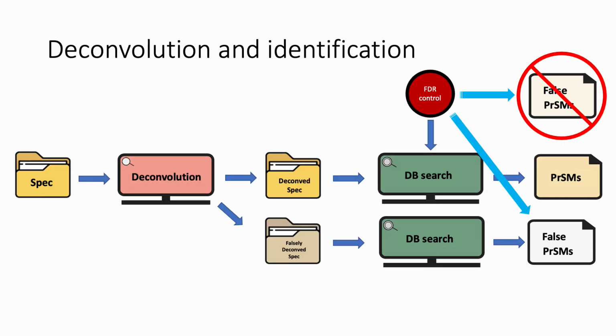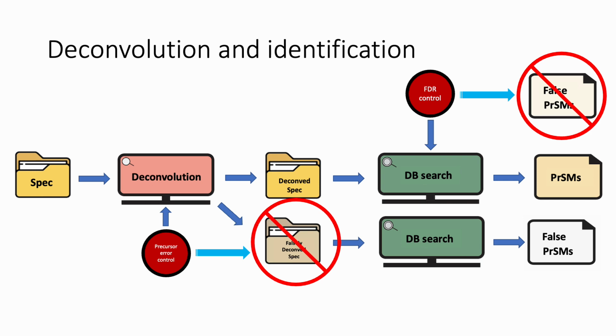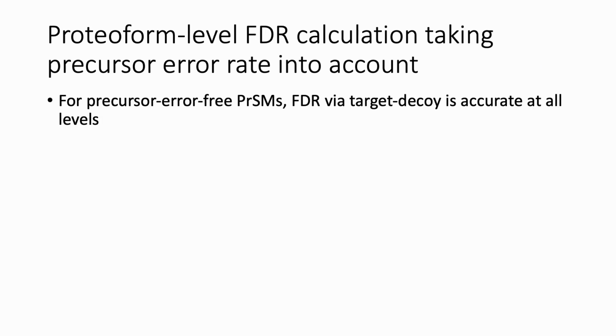Now we can say that FTR control works only for the false positives on the top, right? Some of false PRSM from false deconvolution remain. Then the fundamental method should be to control precursor error during the deconvolution to prevent such errors, deconvolution errors, and in turn prevent false PRSMs. Now I want to present a new proteoform level FTR calculation that takes precursor errors into account.